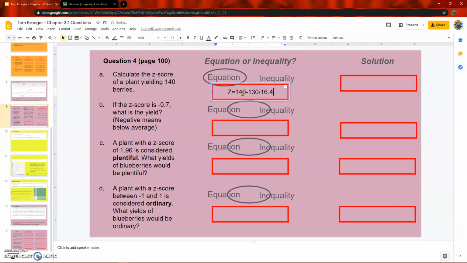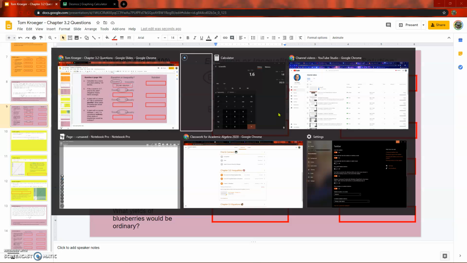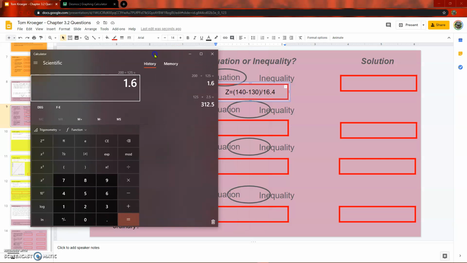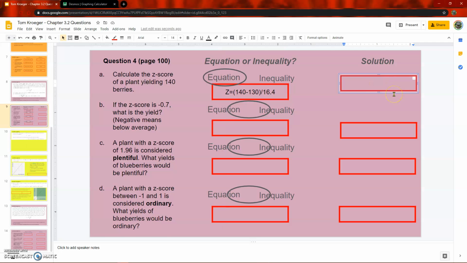divided by the 16.4. We want to know that amount, and I'm going to put parentheses around it just to make it more clear. Math is all about clarity and making sure that you say exactly what you mean. All right, and then we can just go to our handy-dandy calculator and figure out what exactly that number is. So 140 subtract 130 is 10. Don't need a calculator for that part. Divided by 16.4 gives us a z-score of 0.61. So I can say z equals 0.61.